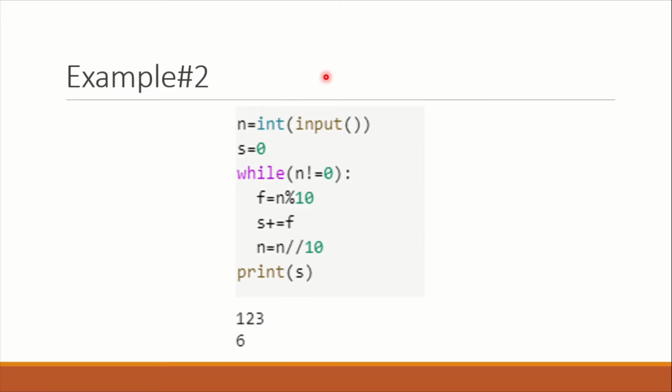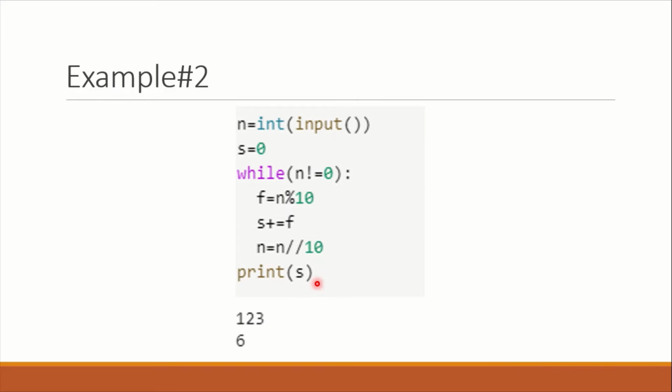Okay, second example. I ask for user input again and then a variable, but this time it's while the user input is not equal to 0. Then I made another variable that's going to add the results of the user input modulo 10, and then s plus that number, and then the user input equals to itself floor divided by 10. And then I finally print the number.